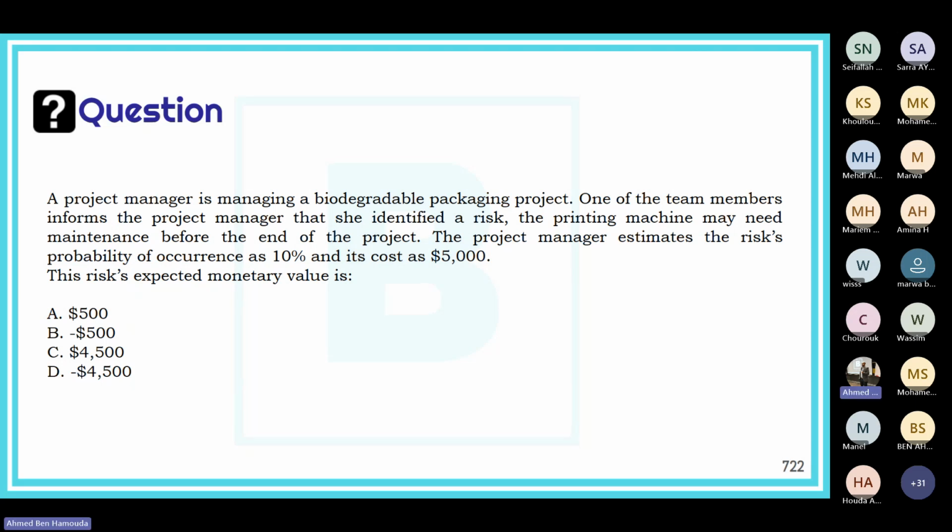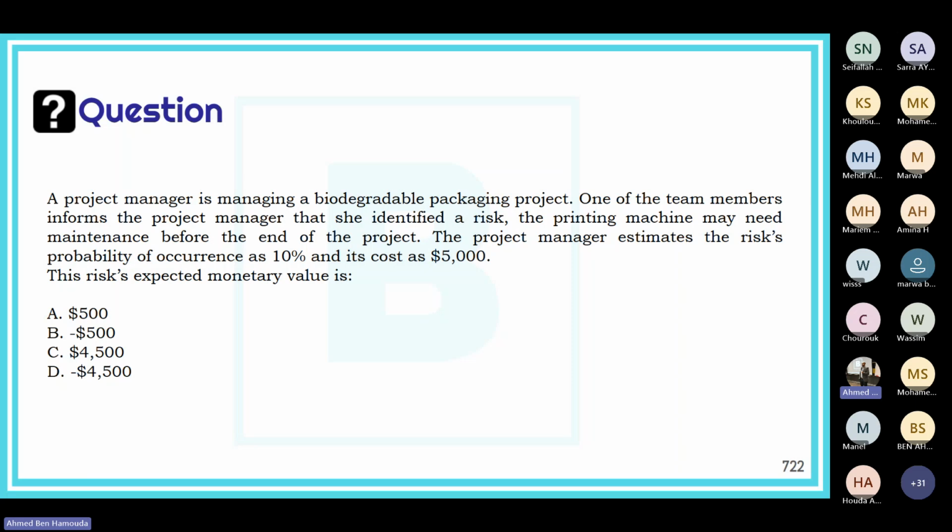A project manager is managing a biodegradable packaging project. One of the team members informs the project manager that she identified a risk. Now, when we say a risk, we don't know yet if it's positive or negative. So let's continue reading. The printing machine may need maintenance before the end of the project. The project manager estimates the risk's probability of occurrence as 10% and its cost as 5,000. What's the risk's expected monetary value here?